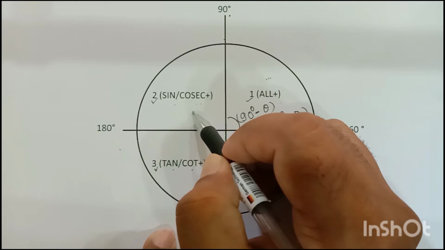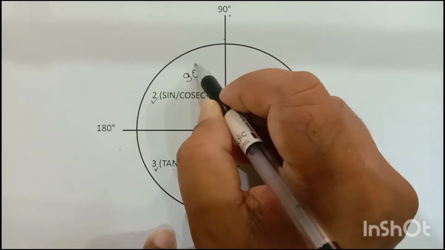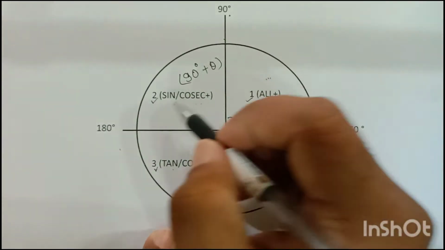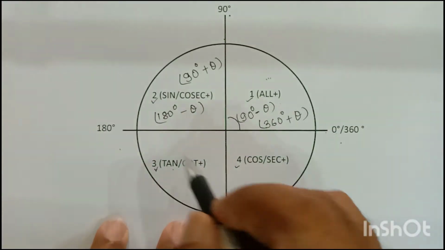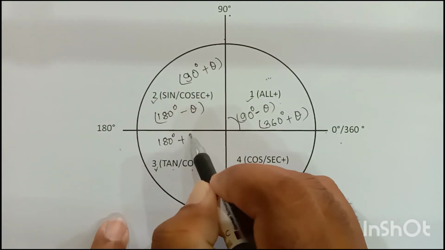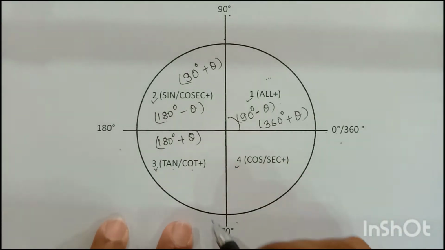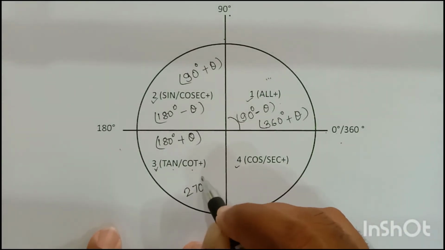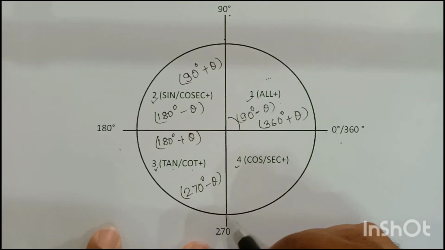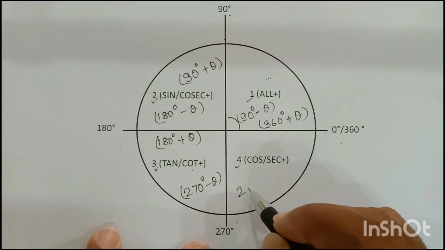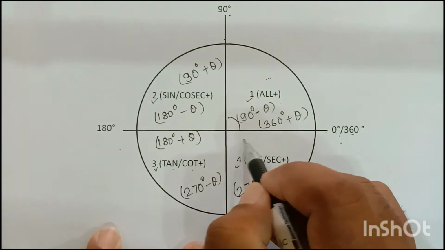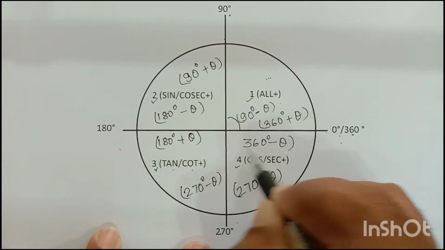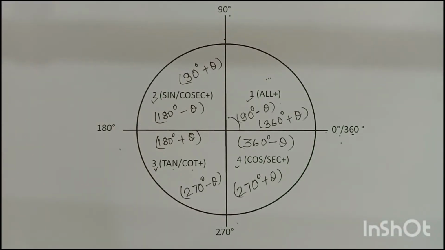This one is the second quadrant, and this quadrant can be denoted as 90 degree plus theta, and another way is as 180 degree minus theta. The third can be written as 180 degree plus theta, or as 270 degree minus theta. And in the fourth quadrant we say it's 270 degree plus theta. Similarly, it can be written as 360 degree minus theta. I believe now you understood how these quadrants are written in the form of angles.